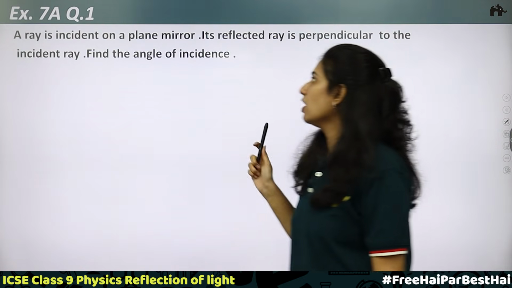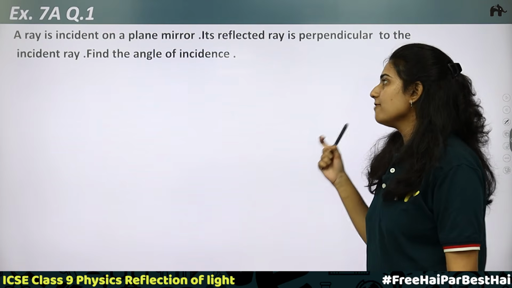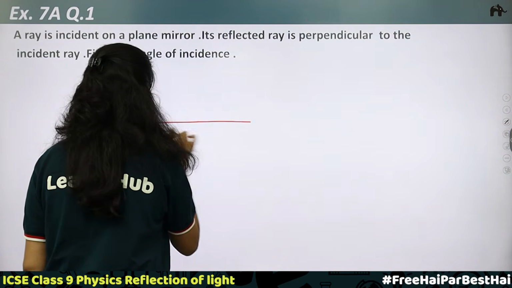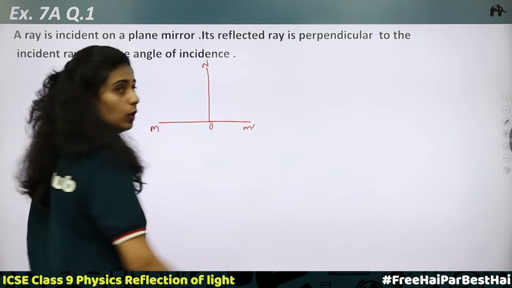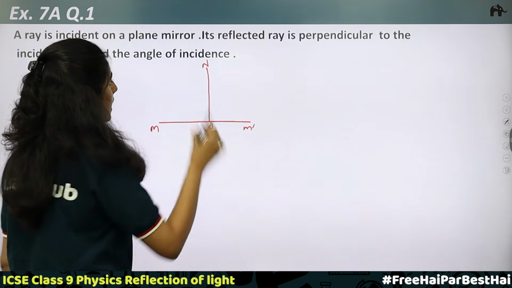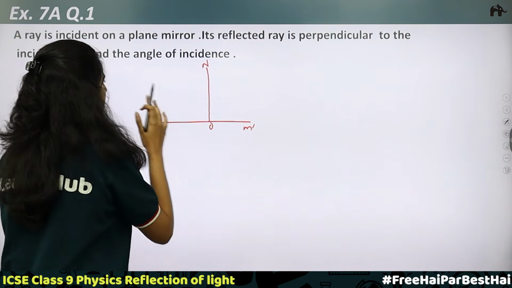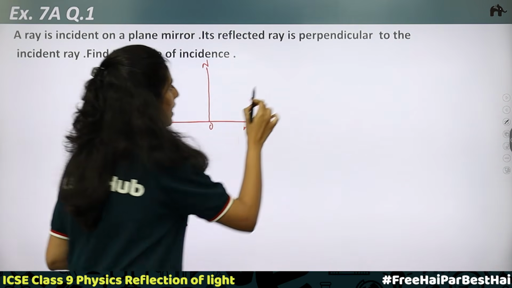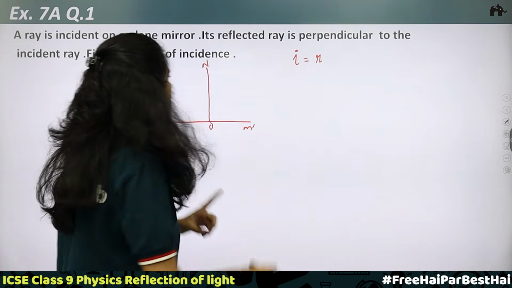A ray is incident on a plane mirror. Its reflected ray is perpendicular to the incident ray. Find the angle of incidence. Here we have the plane mirror, M dash. This is your normal, OM. A ray is incident on a plane mirror, and its reflected ray is perpendicular to the incident ray. We know that the angle of incidence is always equal to the angle of reflection.